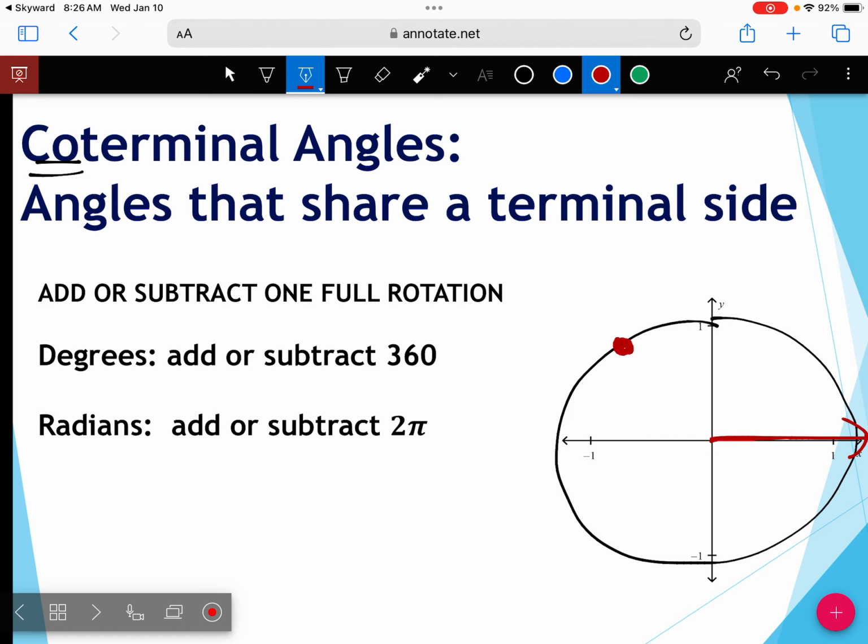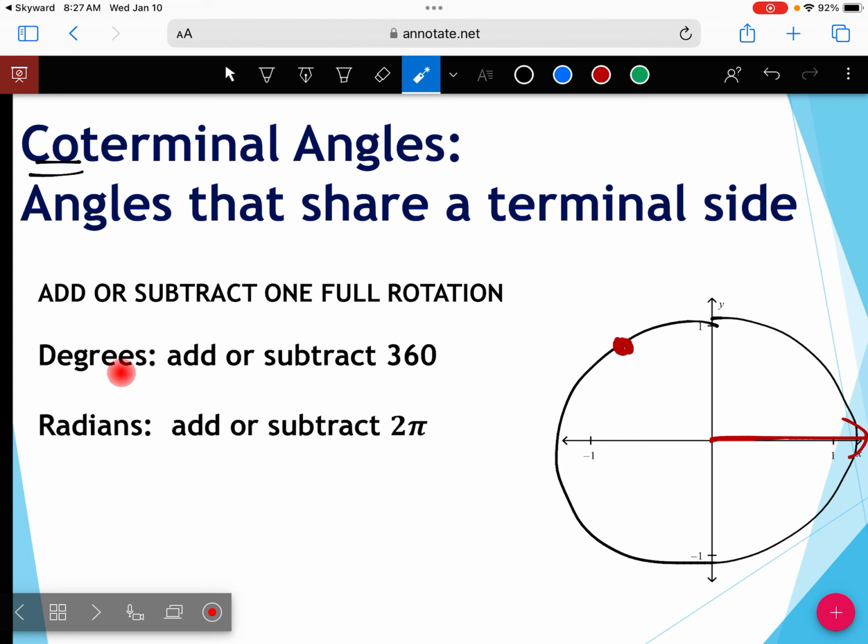I can rotate counterclockwise to get to this red dot. I can rotate clockwise to get to this point. I could also walk past that point, keep going, and do more than one lap and get to that point. Every time you do a lap around this track, we call that a rotation. As long as we stand on the same spot, that is a coterminal angle. So essentially what we're doing is adding and subtracting a revolution.